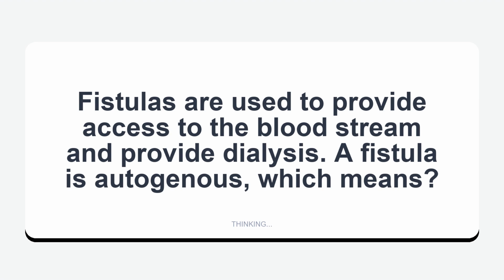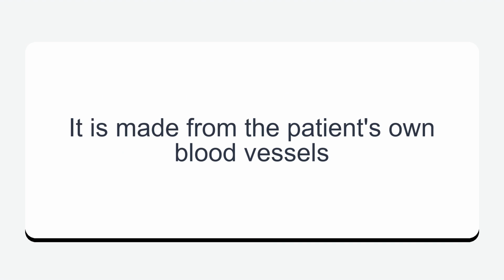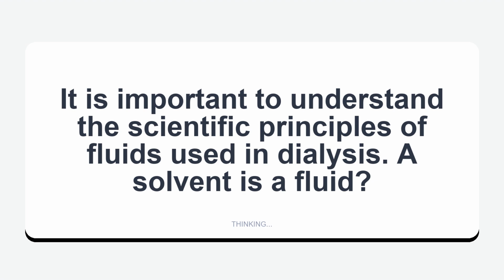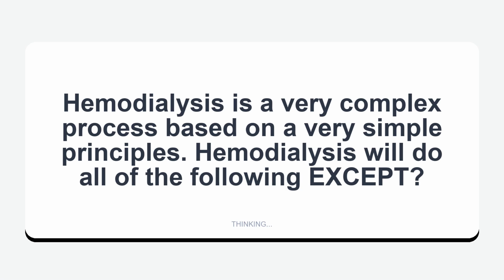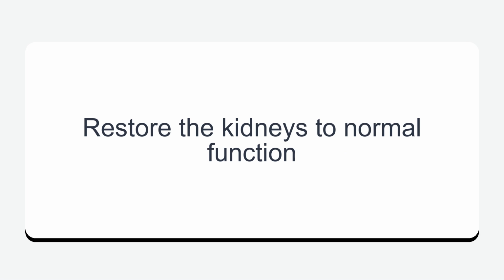Fistulas are used to provide access to the bloodstream and provide dialysis. A fistula is autogenous, which means it is made from the patient's own blood vessels. It is important to understand the scientific principles of fluids used in dialysis. A solvent is a fluid. True. Hemodialysis is a very complex process based on very simple principles. Hemodialysis will do all of the following except restore the kidneys to normal function.